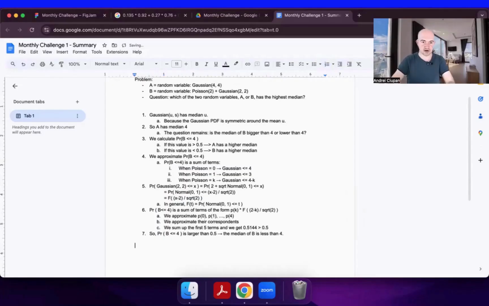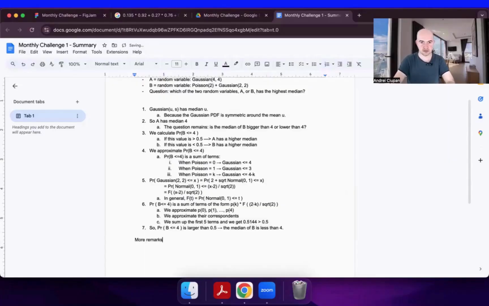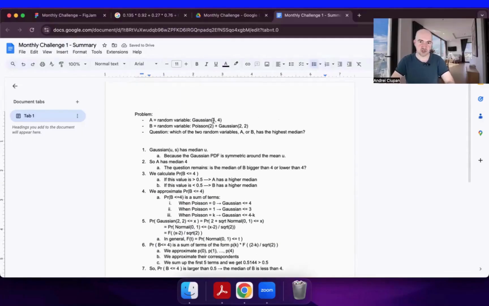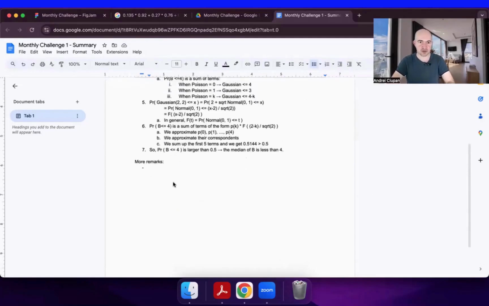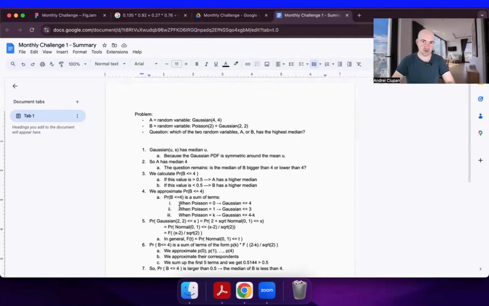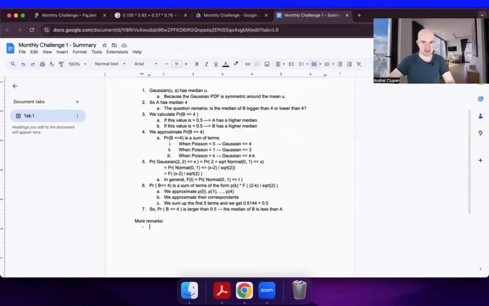Some final remarks. You could say, why did I choose these exact values for 4, 2, and 2, 2? So here's why I chose them. You can prove the following nice things. You can prove that A and B have the same mean and the same variance. So basically, A and B are similar in these two ways, but they are not similar when it comes to the median. So try to think about this exercise.